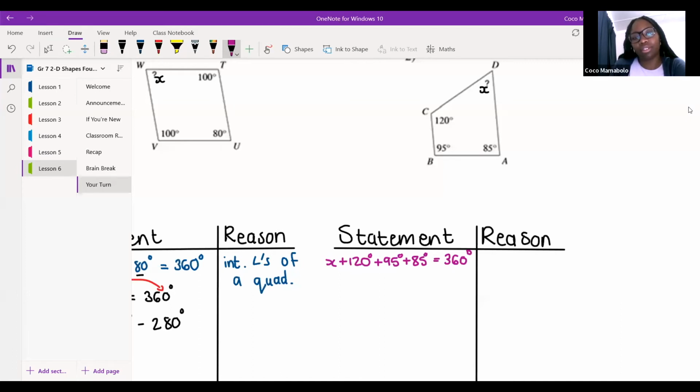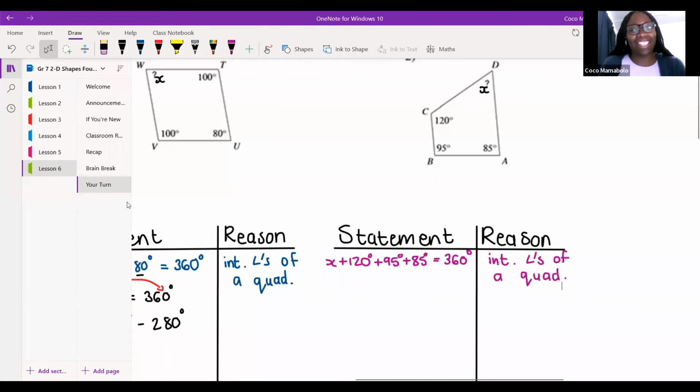The reason is interior angles of a quadrilateral. Excellent. Well done. You see, you absolutely could do it. Well done. Hooray.